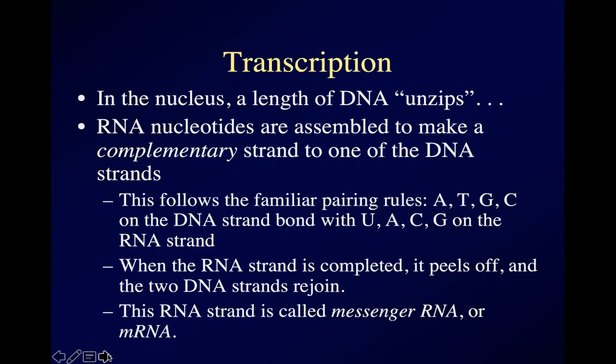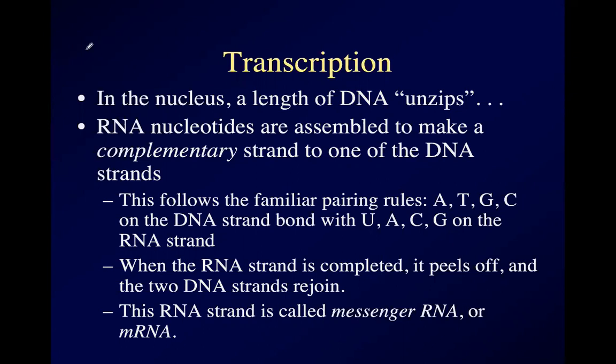Real quick for now, what happens in the nucleus is a length of DNA will unzip and RNA nucleotides are assembled. And I can now reveal that enzymes help this happen to make a strand of RNA that's complementary to one of the DNA sense strands. And this follows the same rules you should already know. On the DNA strand, A, T, G, and C bond with U, A, C, and G on the RNA strand.